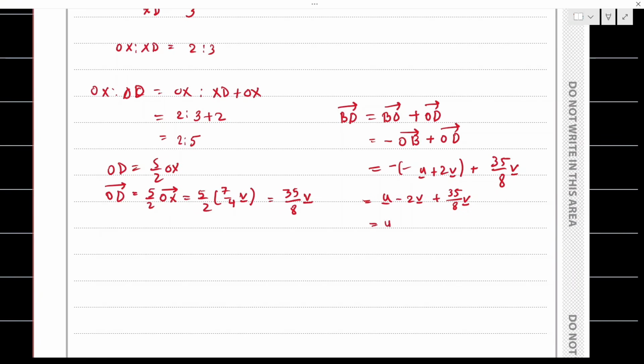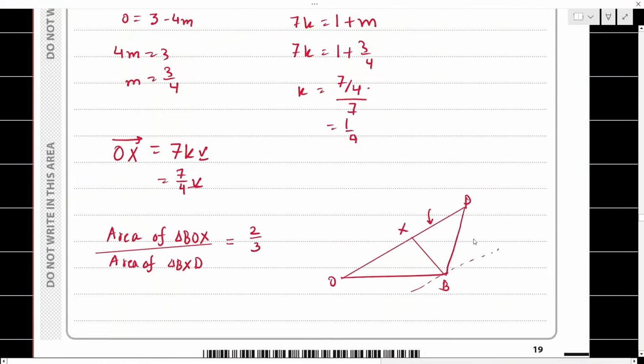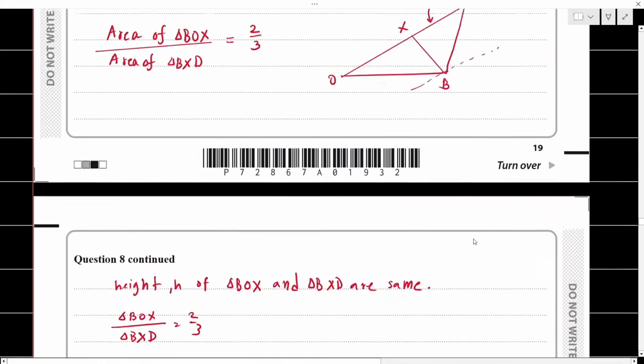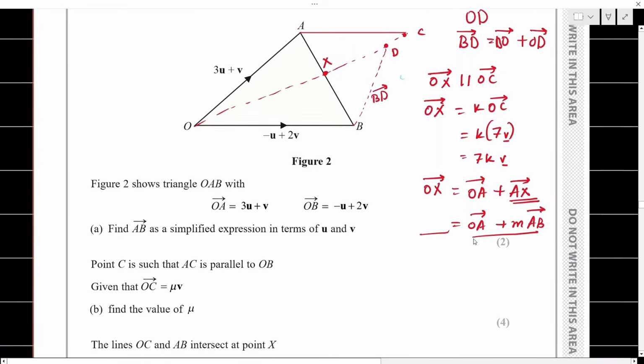And this gives us u minus 19 by 8 v. This is our BD vector, simplified in its simplest form. So this is our answer to our part C, and this completes our question number 8. We can now move to our next question.